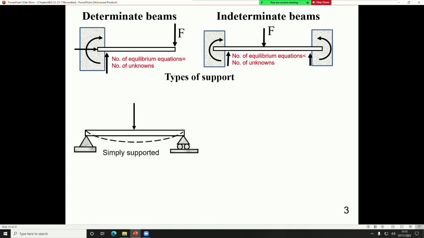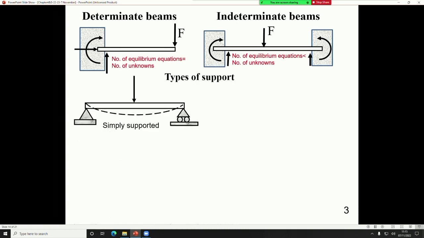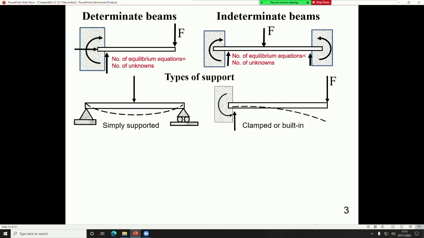Now, beams are usually classified in terms of the supports. This is called the simply supported beam because, as you can see, the beam is allowed to rotate at the supports. So there is no bending moment applied at the supports. This is a built-in support. You can see at one corner, the beam is not allowed to rotate. So therefore, the slope at this location is equal to 0.